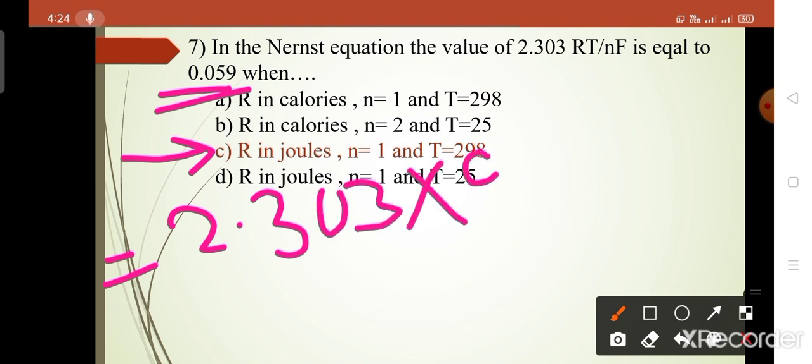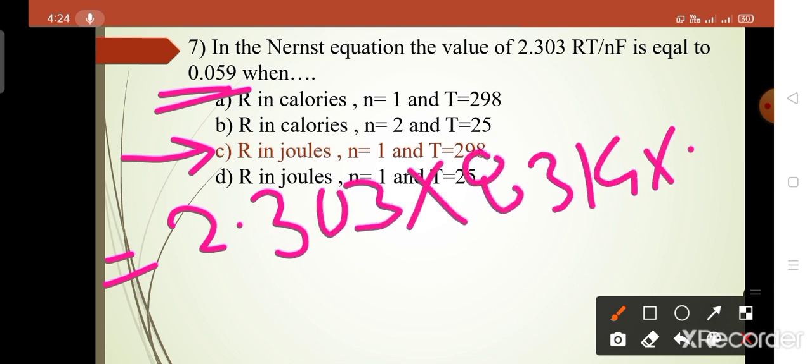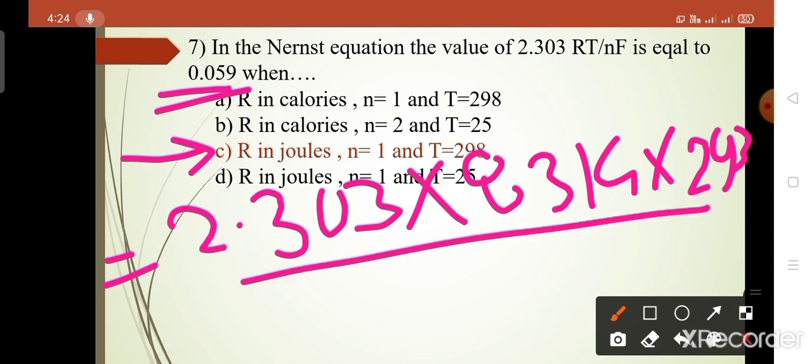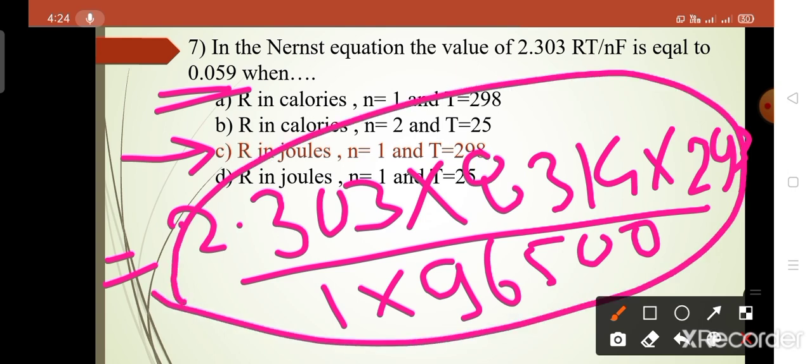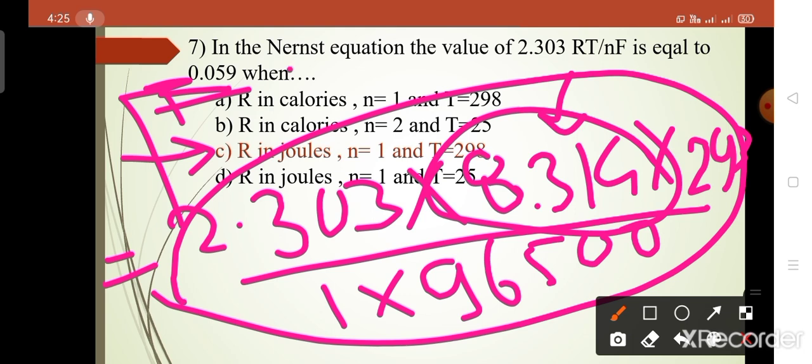2.303 into 8.314 into 293 Kelvin upon n is equal to 1 into F. F means what? F is the Faraday. When we calculate this value, we get 0.059. Here the value of R, the gas constant, is 8.314 in joules, and when we have to take the value in calories, we divide this value by 4.184, then we get this value in calories.